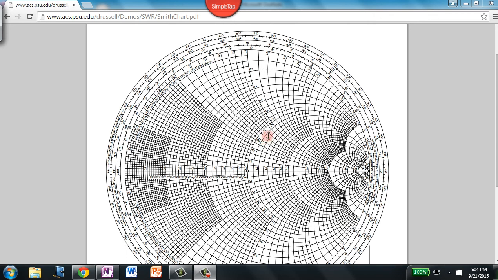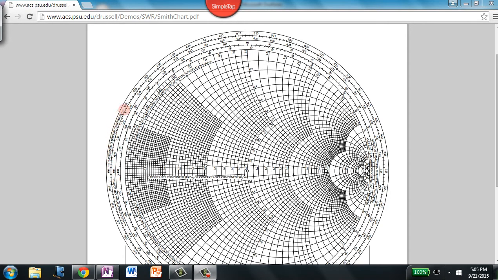Now let's suppose that instead of calculating input impedance from a known transmission line characteristic impedance and known load, we instead want to calculate a known load impedance if we know the input impedance and characteristic impedance of the transmission line. To do that, we can use the Smith chart again, but instead of using the wavelength towards the generator scale, we're going to use the inner scale here, which is wavelength towards the load.